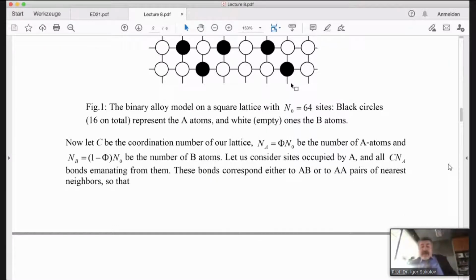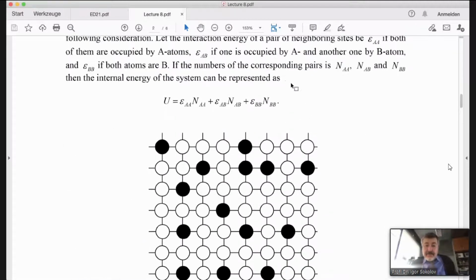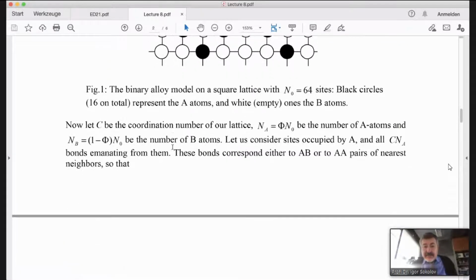Now, let me try to estimate these N_AA, N_AB, and N_BB. These are the numbers of pairs, or the numbers of bonds, because energy interaction is pertinent to the bond, which connect correspondingly two A atoms, an A atom and a B atom, and two B atoms. And now I'm going to this estimate.